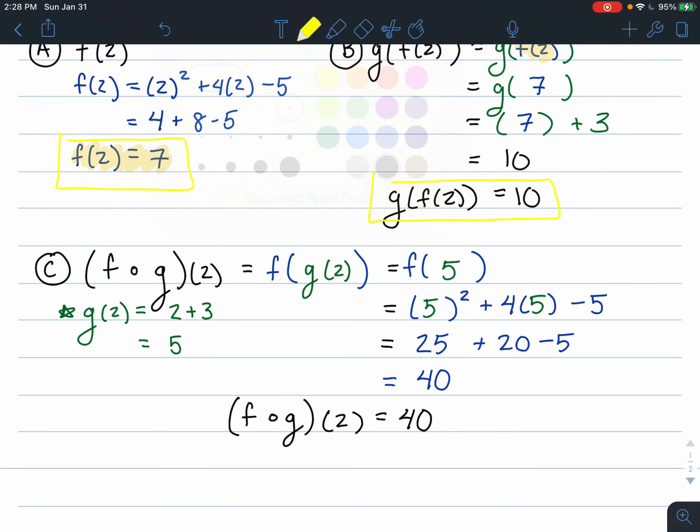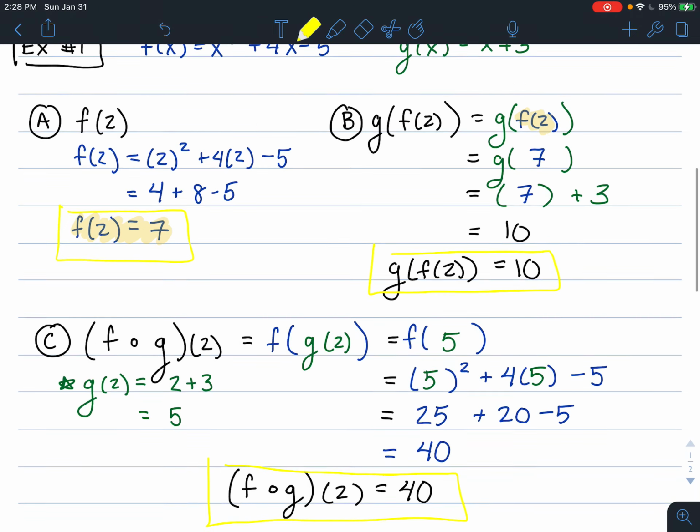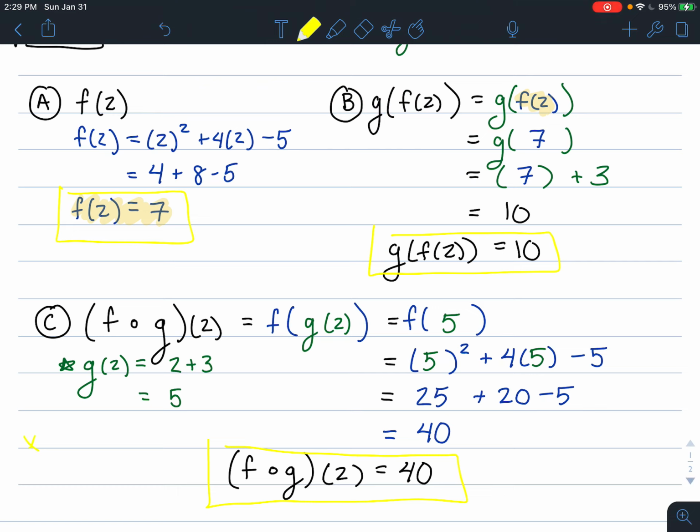Even though we plugged the same x value in for both part B and part C, because the order of the functions is different, the total answer is different. So for function composition, order matters. You can't read that very well, so let me change the color. Order matters for function composition. We always do the inside first.